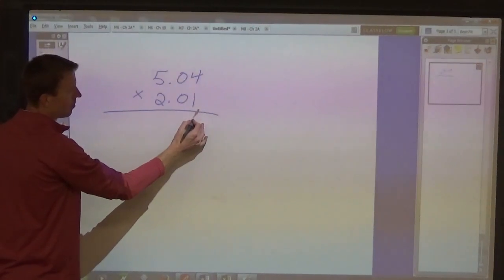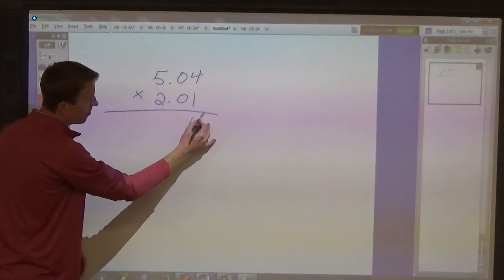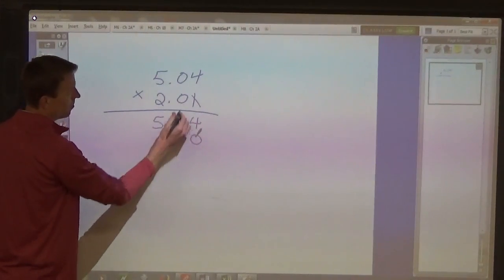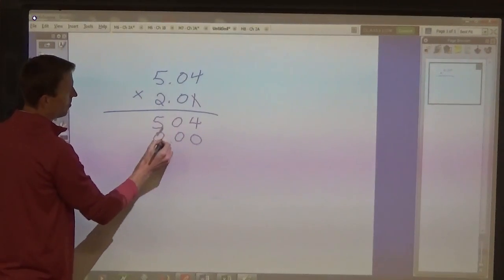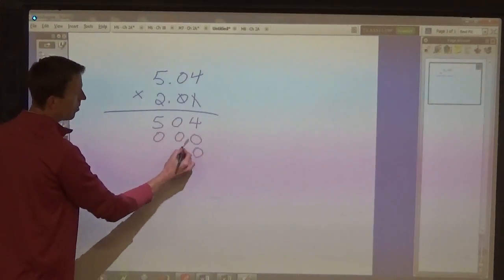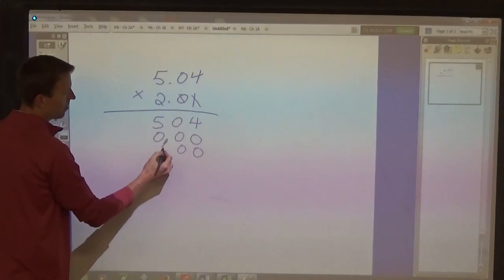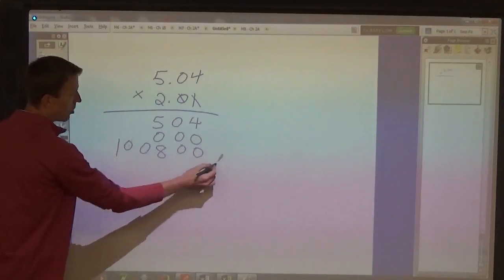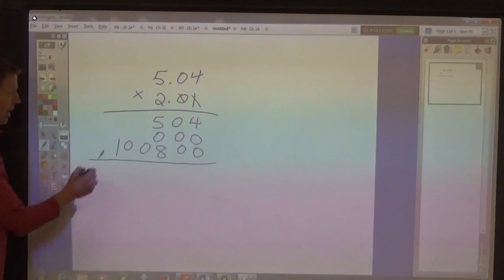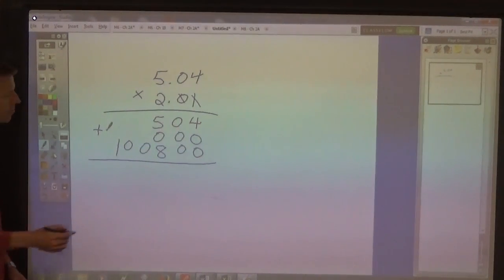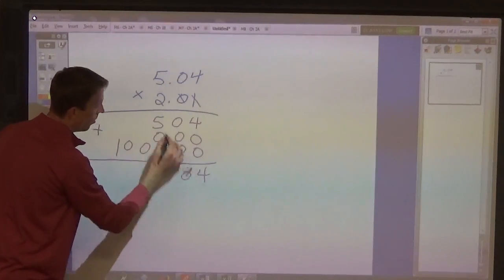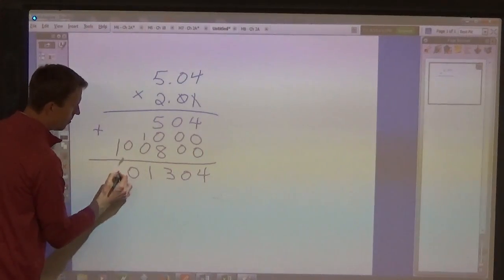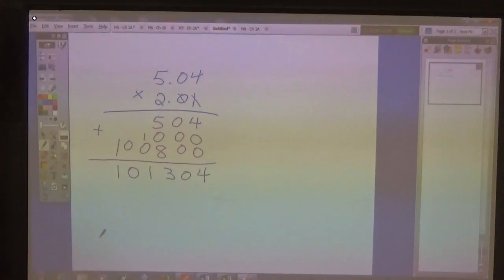So let's do this one. 1 times 4 is 4. 1 times 0 is 0. 5. Decimal. 0. 0. 0. 0. Then put 2 zeros in to hold the place, and then 8, 0, 10. Make sure the places are lined up. Add these up. 4, 0, 13, 1. Wow, that looks like a really big number.